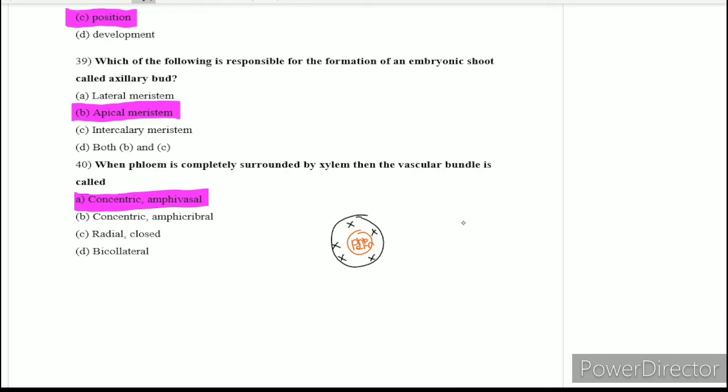For example, if this is xylem and it is surrounded by phloem, this is also concentric, but this is called concentric and amphicribral. See, this is amphivasal. This is amphicribral. Right?